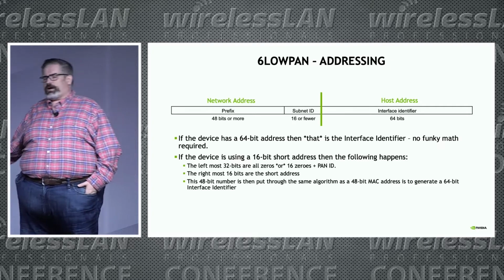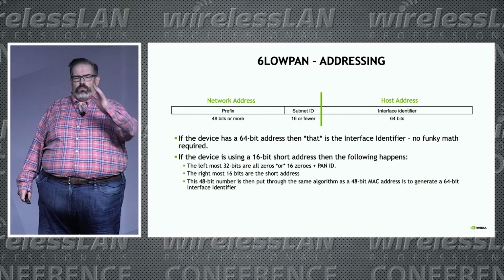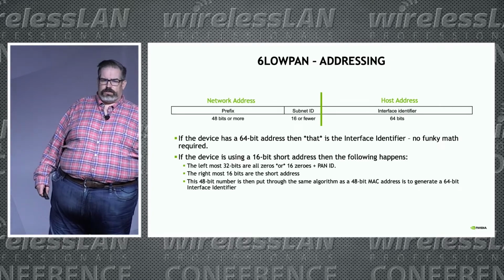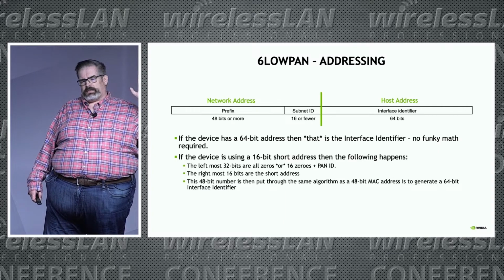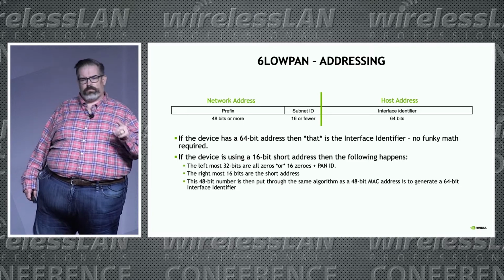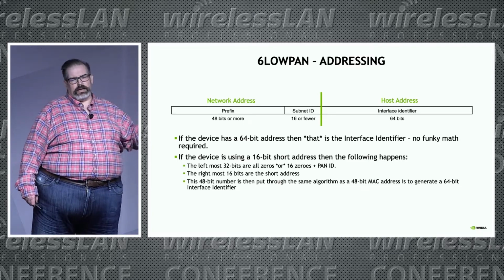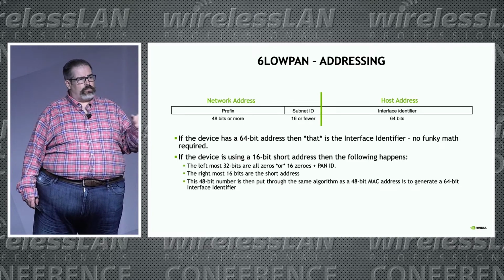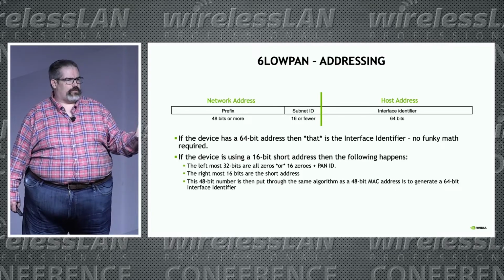So, quick reminder about how an IPv6 address works. We have 64 bits of network address on the left and 64 bits of host address on the right, also referred to as an interface identifier. So if you're using an 802.15.4 64-bit address, well then you're good to go. You have your interface identifier.